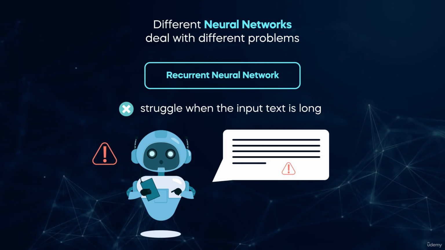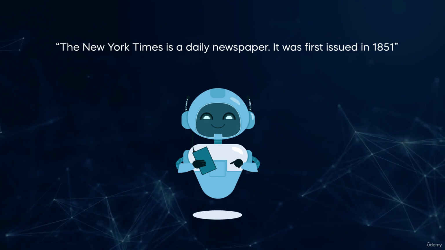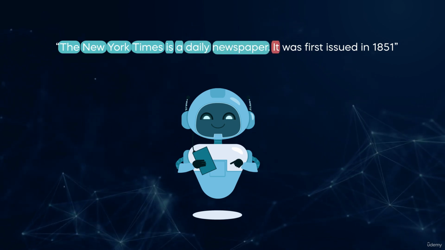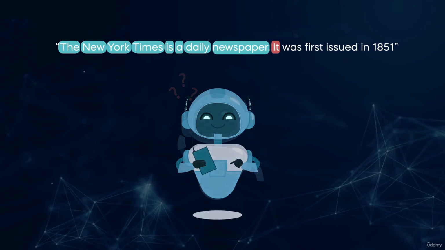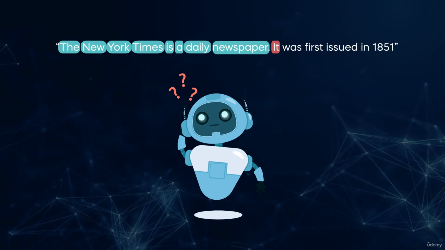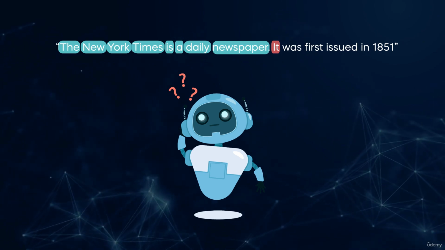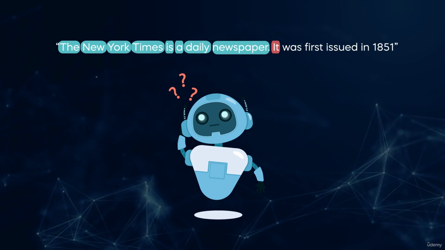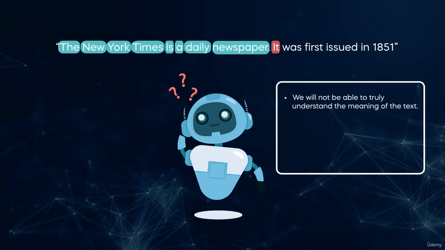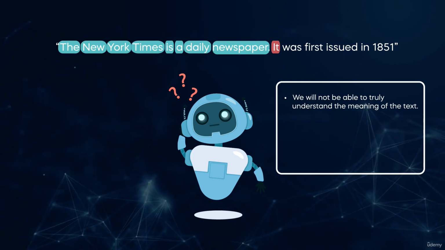Take, for example, the following sentence. The New York Times is a daily newspaper. It was first issued in 1851. In the second sentence, "it" refers to the New York Times from the first sentence. But we would only know this if we were able to keep in memory what was mentioned in the first sentence. If we were only able to look at each token at a time, or tokens that are very close to each other, then we would not be able to truly understand the meaning of the second "it," and thus the meaning of the whole text may be lost or misunderstood.